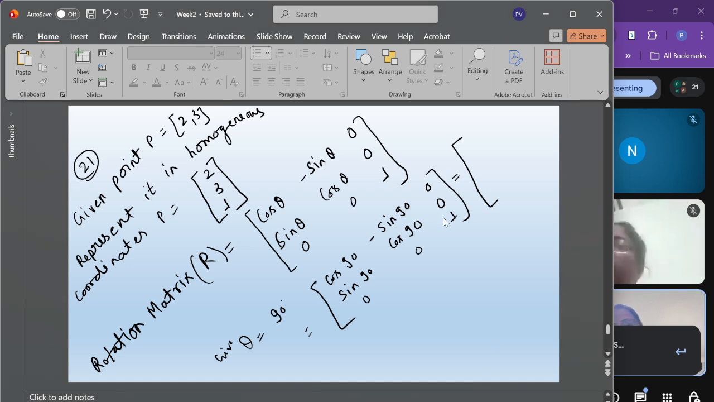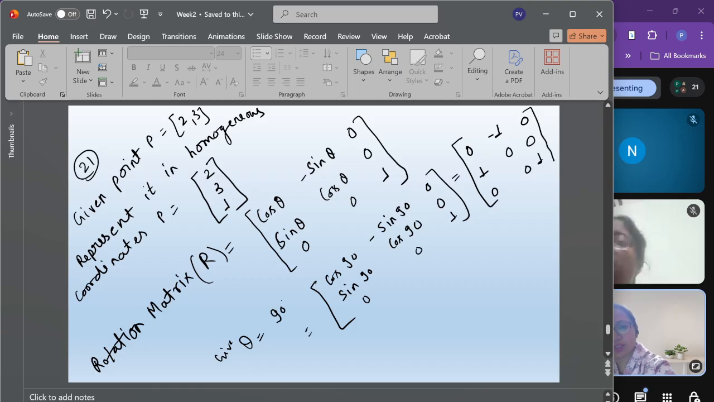So just find out the values. Cos 90 is 0, sin 90 is 1, so minus 1 will be here, so 0. Again sin 90, so 1, 0, 0, right? And here 0, 0, 1. So this is our rotation matrix.